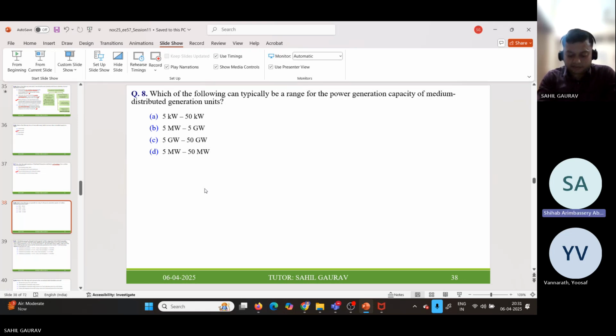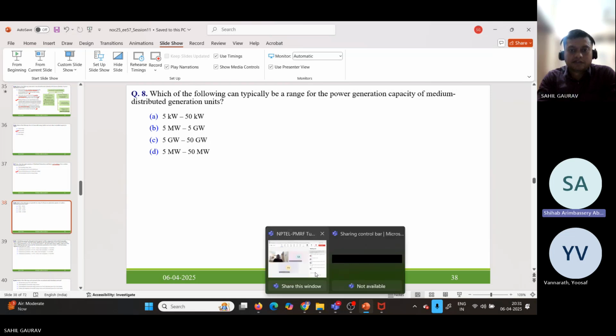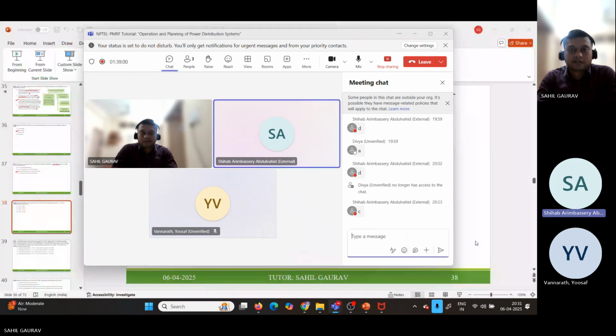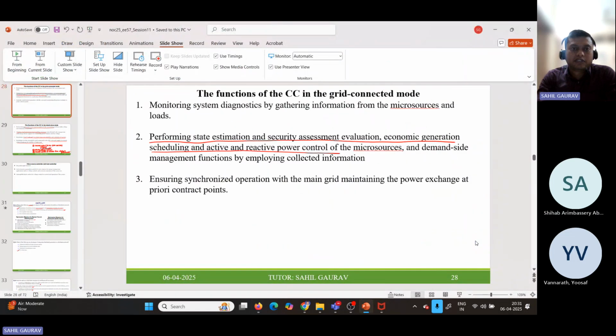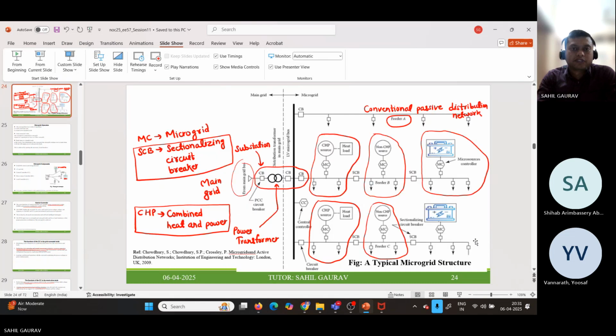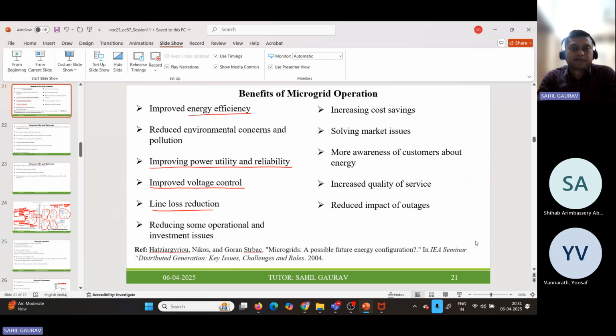In our class, we discussed that before. What? In our class, we discussed this. Okay, okay. So you can cut this and paste over there.